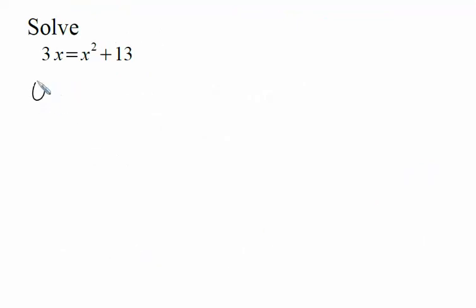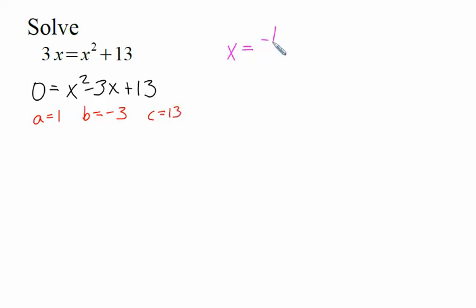Again, we start by getting a 0 on one side, get everything else on the other side, and as we're doing in this problem, I like the x squared to have a positive number attached to it. Once we do this, the a is the number attached to x squared. In this case, it's 1. The b is going to be a negative 3. The c is 13. Again, don't forget that x is equal to the opposite of b plus or minus the square root of b squared minus 4ac all over 2a.